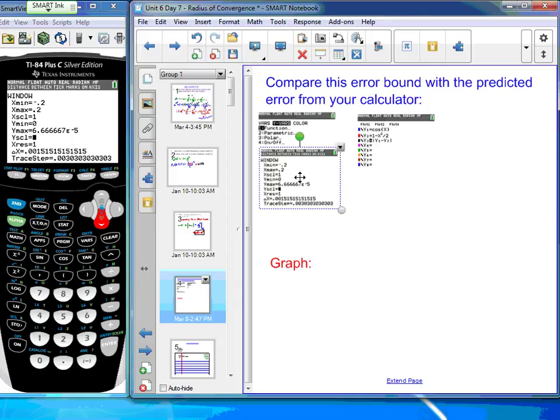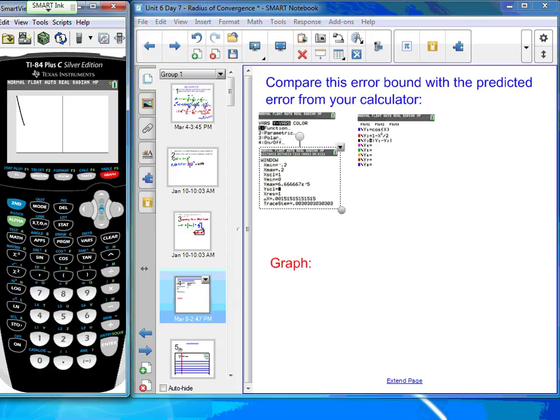So here we go with our graph, and we see right there, as we get towards the edge, we're getting right close to that maximum error, which, of course, is very small. I mean, it's 6.66 times 10 to the negative fifth. But we could do a quick verification by doing trace. And we'll enter our x value of 0.2. And now I don't want that. Can I do trace and pick? I can't pick.